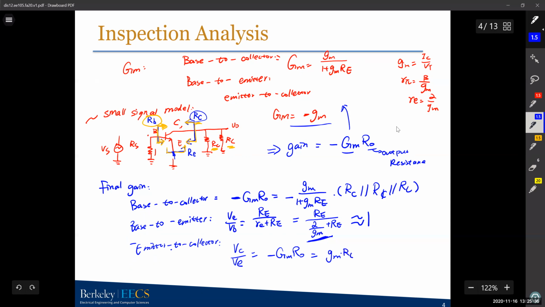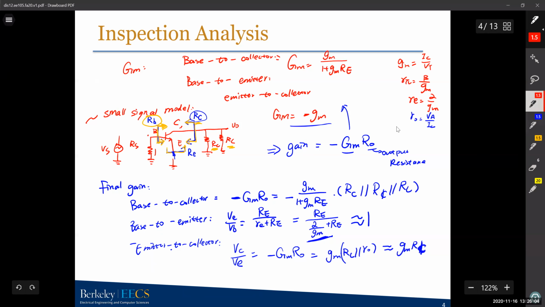RC. Yeah, you can do some circuit analysis. It's actually RC in parallel with R naught. You can draw the circuit and find the output resistance. It's usually RC in parallel with R naught, but when R naught is large, where R naught is VA over IC, it will just equal gm times RC. And RC here is capital RC, an external resistance.